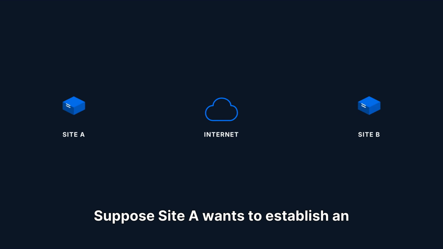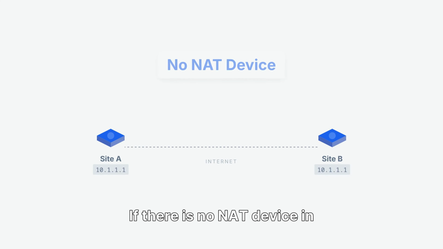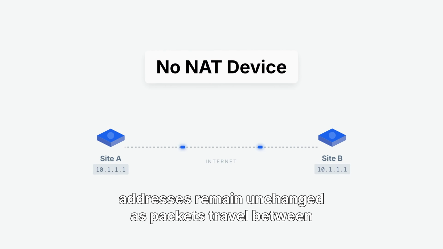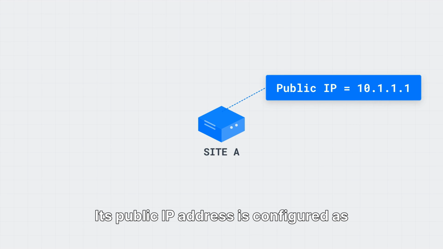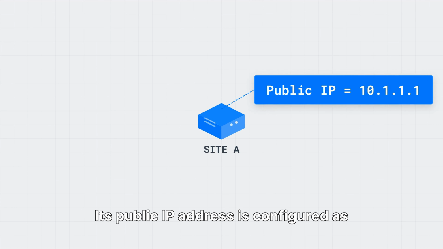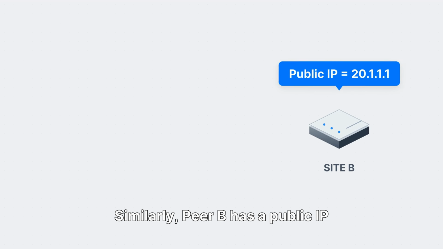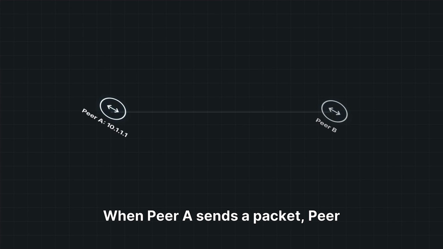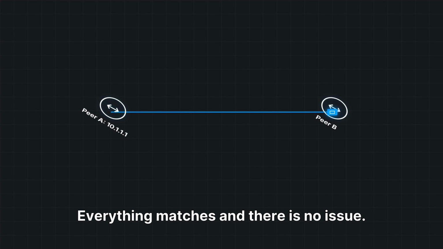Suppose Site A wants to establish an IPSec VPN with Site B. If there is no NAT device in the path, the source and destination IP addresses remain unchanged as packets travel between the two peers. For example, let's look at peer A. Its public IP address is configured as 10.1.1.1. Similarly, peer B has a public IP address of 20.1.1.1. When peer A sends a packet, peer B receives it from 10.1.1.1. Everything matches and there is no issue.